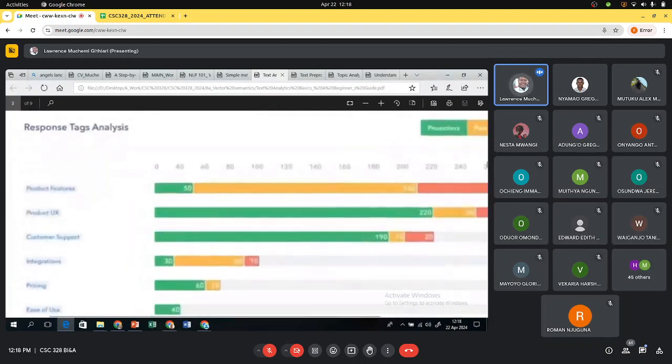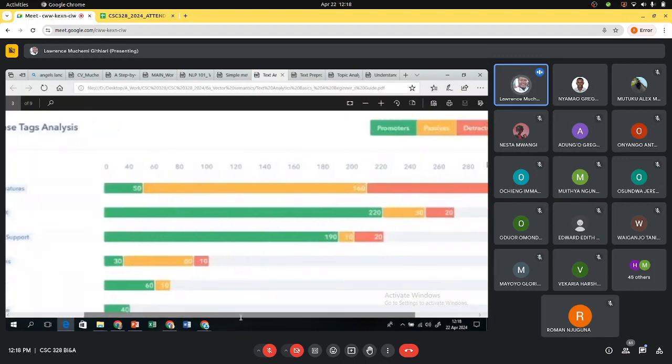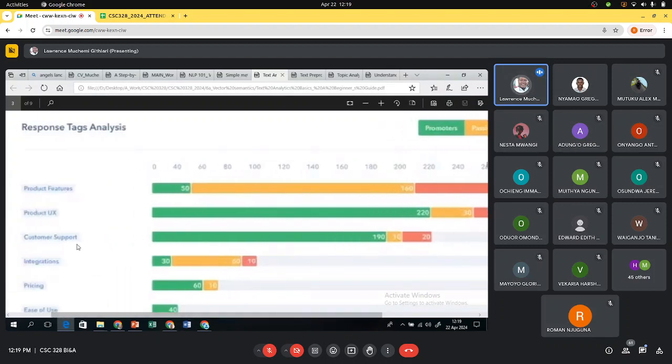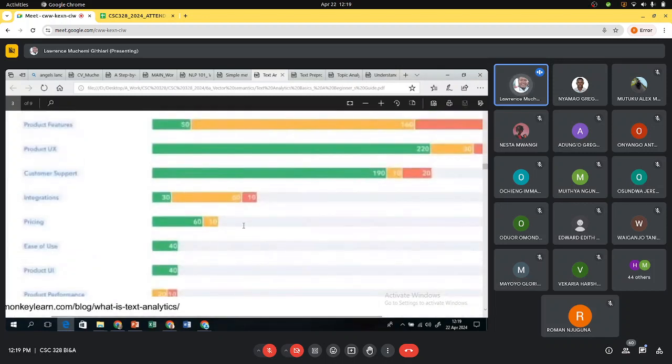Then you can now move to the next one. This is a product user interface. The product user interface, 220 are promoters, 30 are passive, and 20 are detractors, and so on. So they have done a very nice kind of chart here. Customer support, integrations, pricing. So like 60 guys were saying the pricing is good. 10 were saying they're just passive, we don't know. So all that.